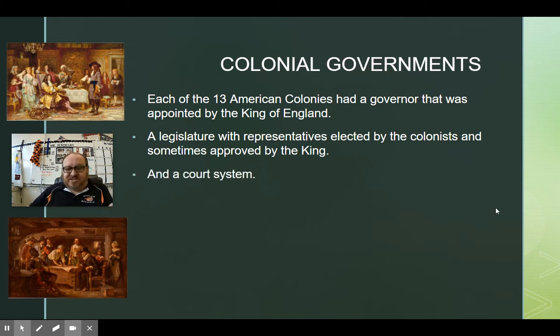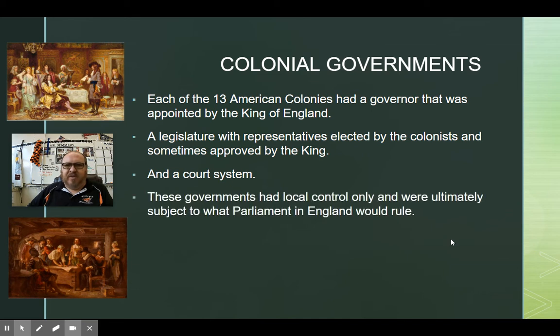They also had a court system that was usually run by the colonies, but they had to follow British law, English law. So the laws that Parliament passed, those court systems in the colonies had to support. Okay, so they had local control. They had control over their towns and their villages and over the colony, generally speaking. But then they were also subject to Parliament in England. Any laws that Parliament passed, the colonies here had to enforce as well, regardless of what was going on.